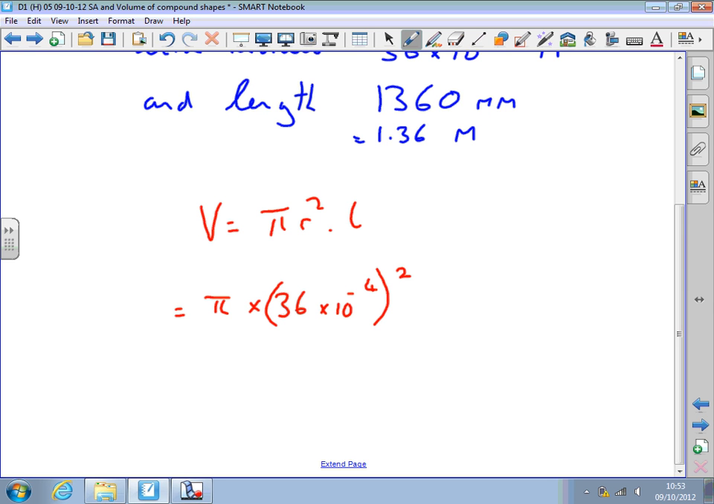So how would I put that into the calculator? I'd go 36 and then I'd hit the times 10 to the x button, then the minus button, which is probably a minus with a bracket by it, and then the 4, and then I'd hit the x squared button to get that. So that's what you key into the calculator. That will give you pi times 36 times 10 to the minus 4 squared times the length, which is 1.36. So that's how I do it in one hit on the calculator.